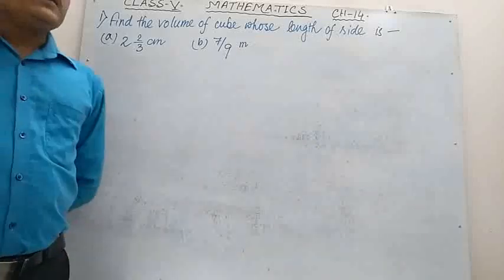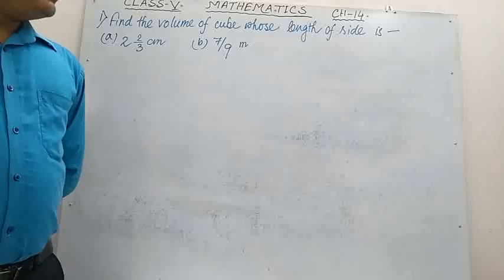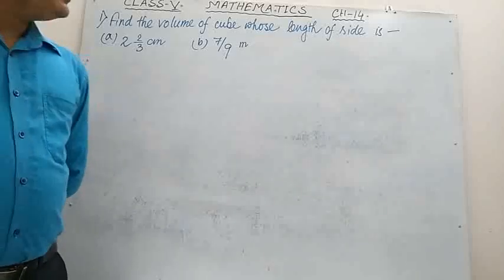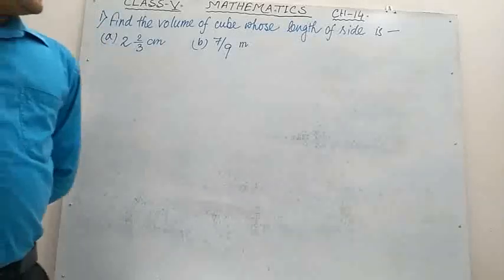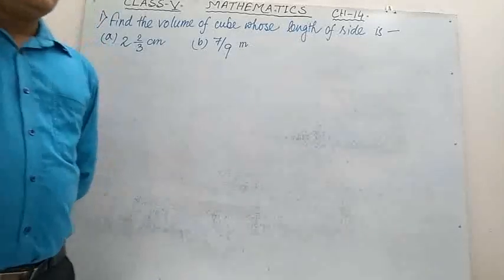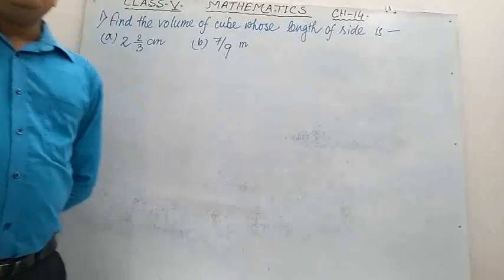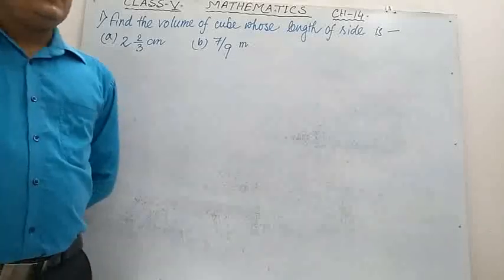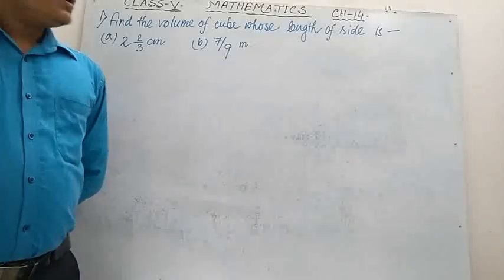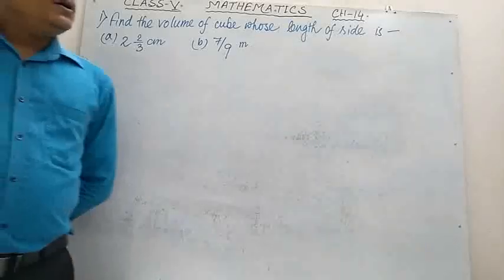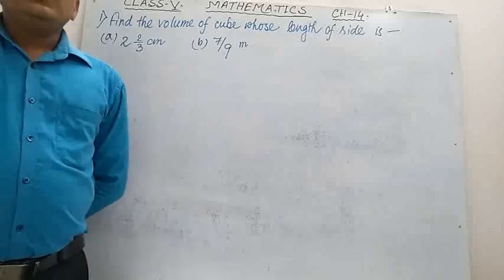Last day we discussed the formula of volume of cube and volume of cuboid. So what is the formula? Volume of cube is side into side into side, cubic unit, and volume of cuboid is length into breadth into height, cubic unit.